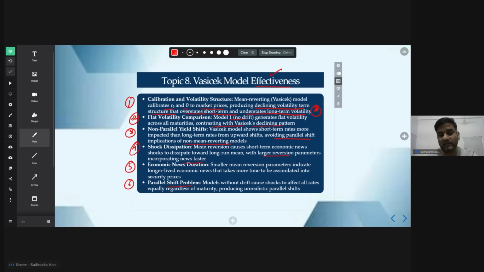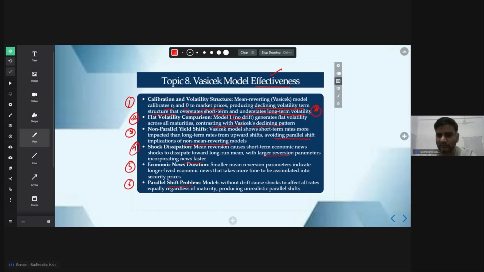You should understand why mean reversion matters. It tempers your long-term volatility and ensures shocks don't persist forever. So that's the point. Overall, Vasicek is much more effective than Model 1 because it introduces mean reversion, realistic volatility, and non-parallel yield shifts. Overall, it's a good model.